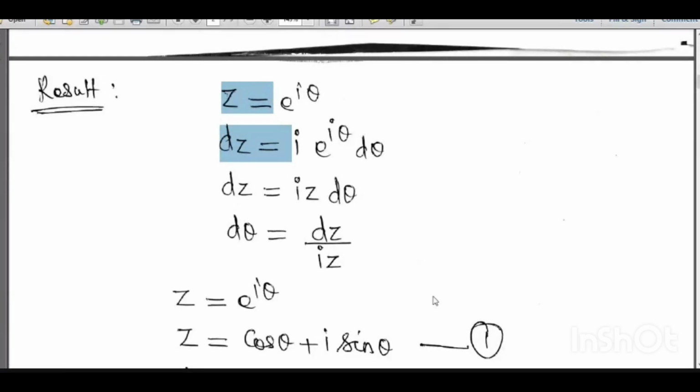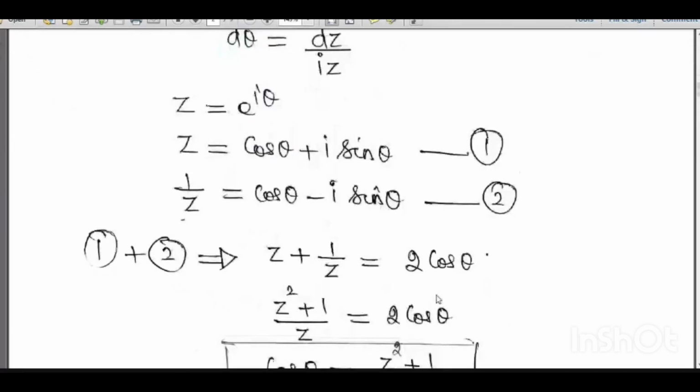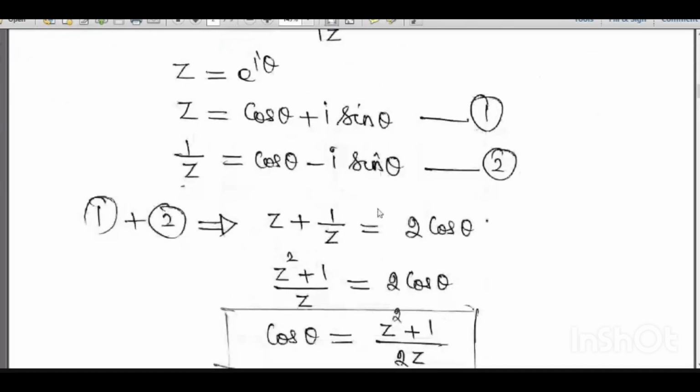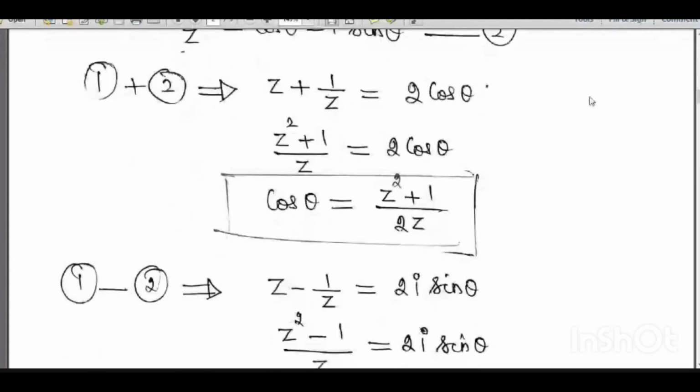What is z? z is equal to e power i theta, so z is equal to cos theta plus i sin theta. Take this as equation number 1. 1 by z is equal to cos theta minus i sin theta. Take this as equation number 2. Now add equation 1 and equation 2: z plus 1 by z is equal to 2 cos theta. So z square plus 1 divided by z is equal to 2 cos theta, so cos theta is equal to z square plus 1 divided by 2z.